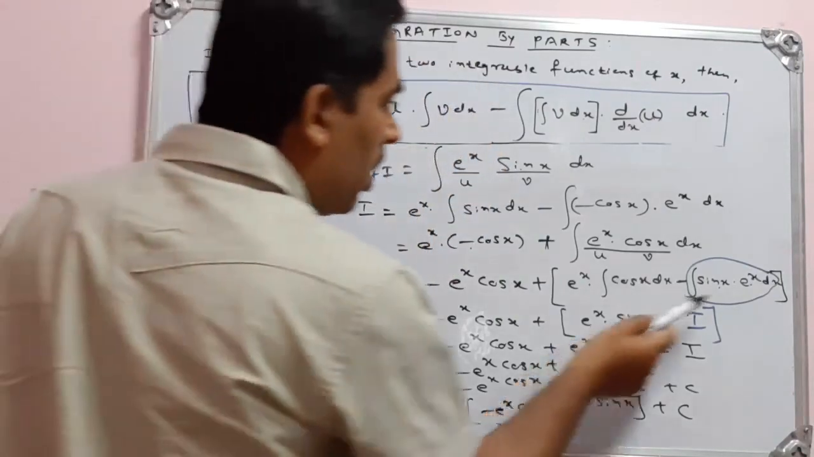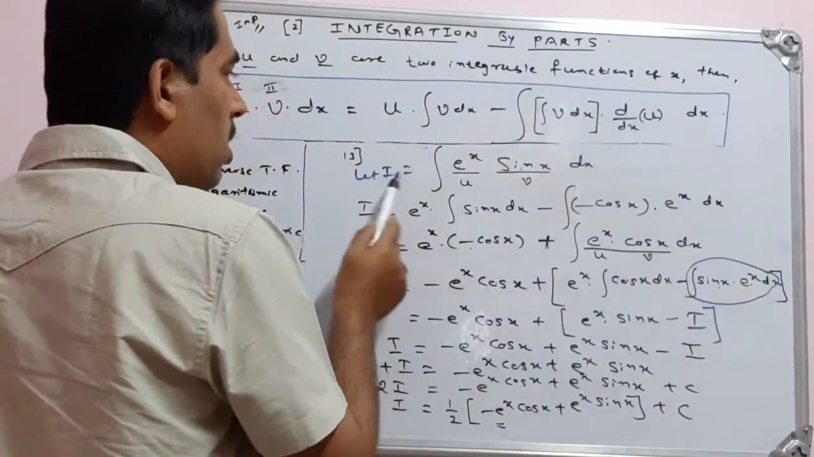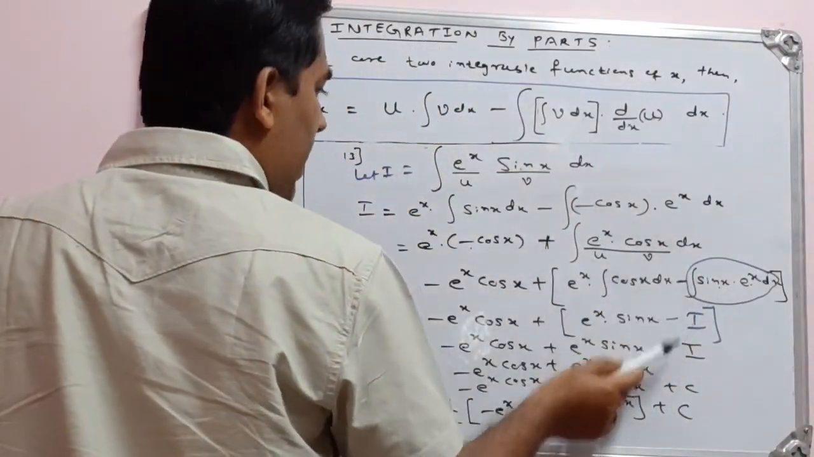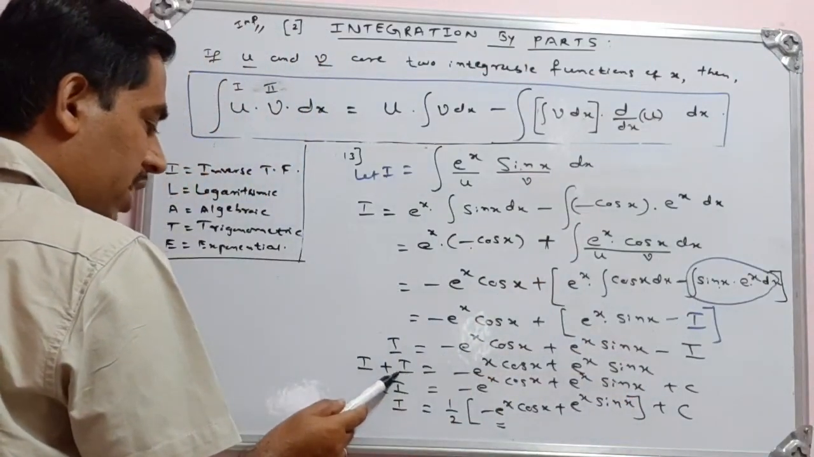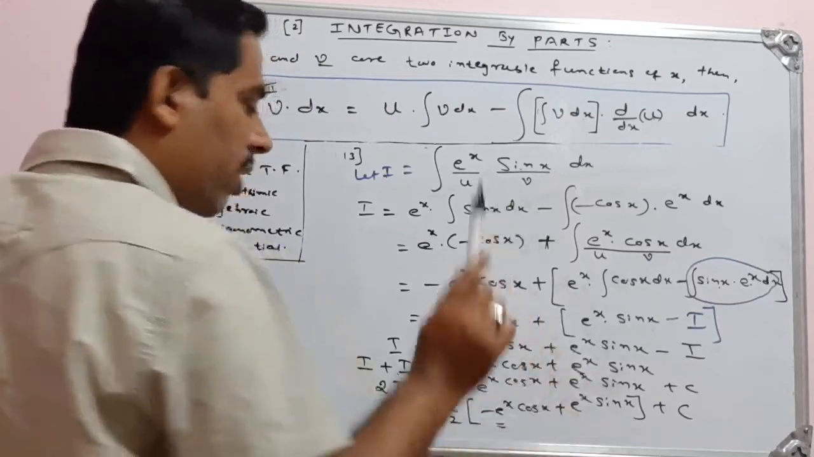Observe carefully. The integration of e to the power of x sin x repeats, so I can replace that by I. Then you take minus I to the left hand side, that becomes plus I, giving 2I, and you solve for I. So this half into this thing, we have to write it as it is.